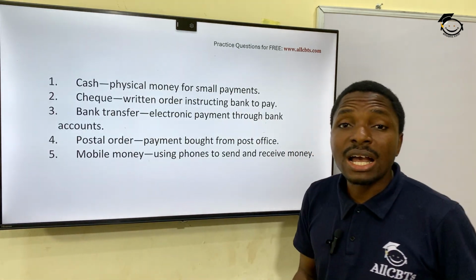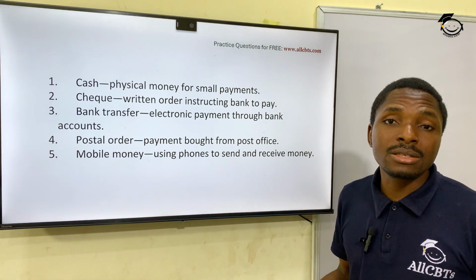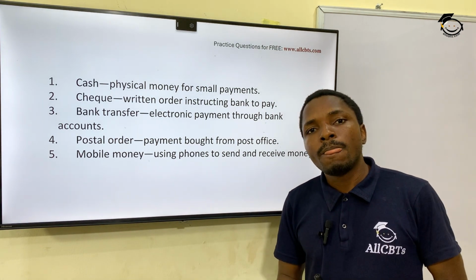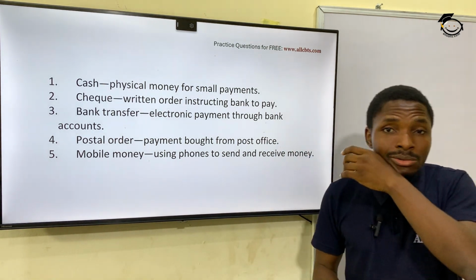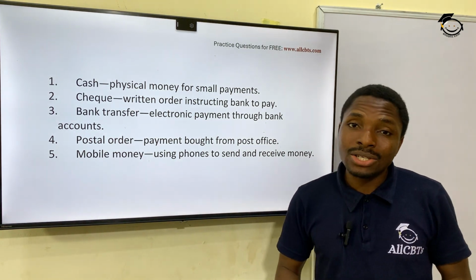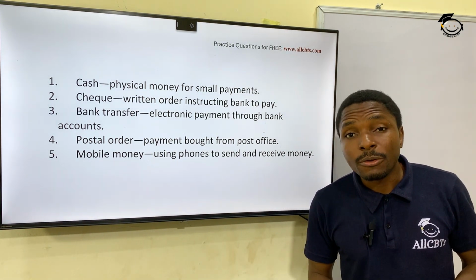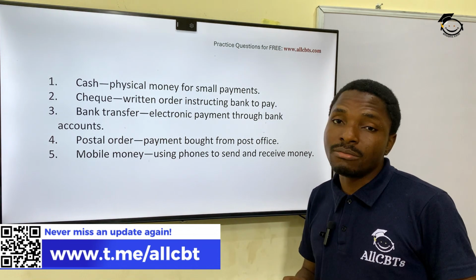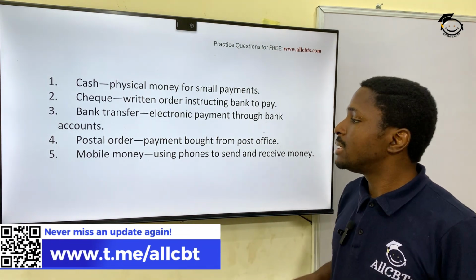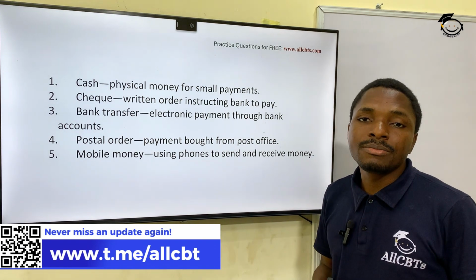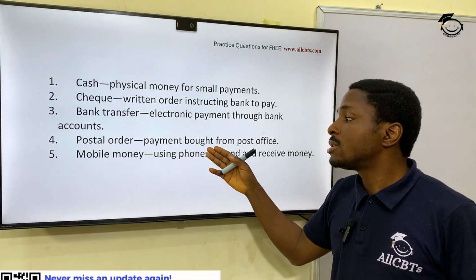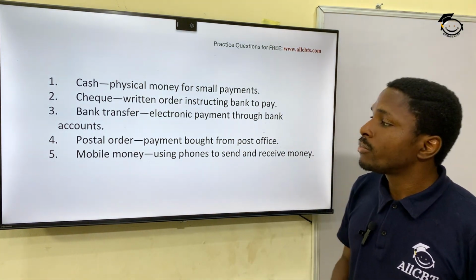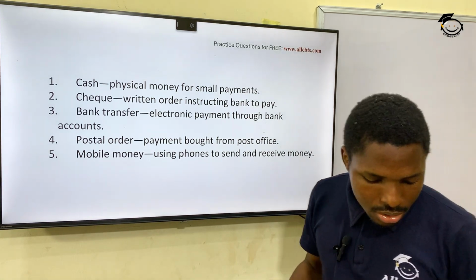Okay. 1, we have cash. Cash is a mode of payment. You can pay by cash, but cash is only useful for small amounts of business. You cannot want to buy a mechanical generator that's about 7 million and go there with cash. They will probably not accept it from you. Check is a mode of payment. Check is also used for large amounts of money. Then bank transfer, mode of payment. Postal order, mode of payment. Payment through the postal office. Like DHL and FedEx, they use this a lot. And then mobile money, using your phone to move money, mode of payment.